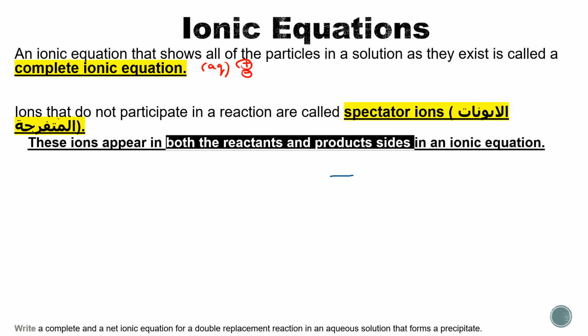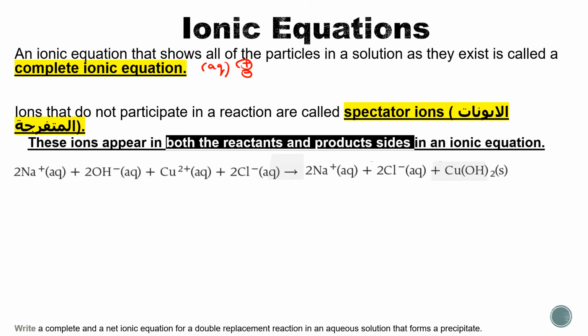Now, ions that do not participate in a reaction are called spectator ions. The ions that do not participate in the reaction we call spectator ions, they are just watching and doing nothing. So spectator ions. How do we identify them in the reaction? These ions appear in both the reactants and product sides in an ionic equation, meaning they appear on the left and on the right. So, have a look at this equation, guys. I'm going to show you how we do it, okay? But have a look at this equation.